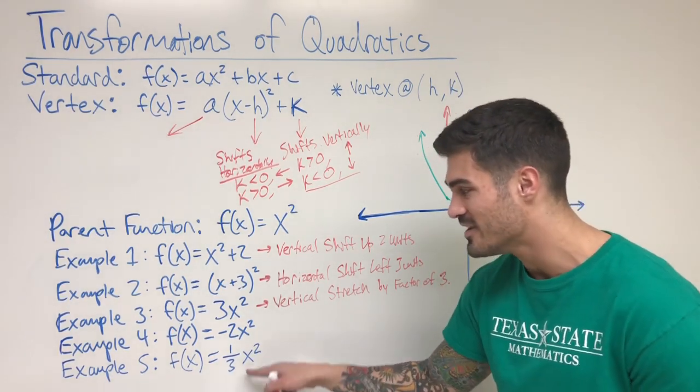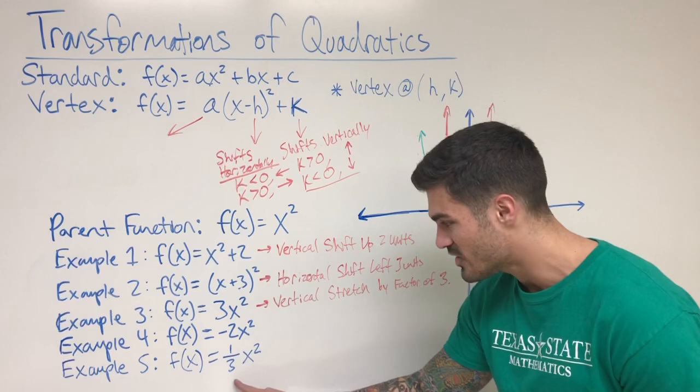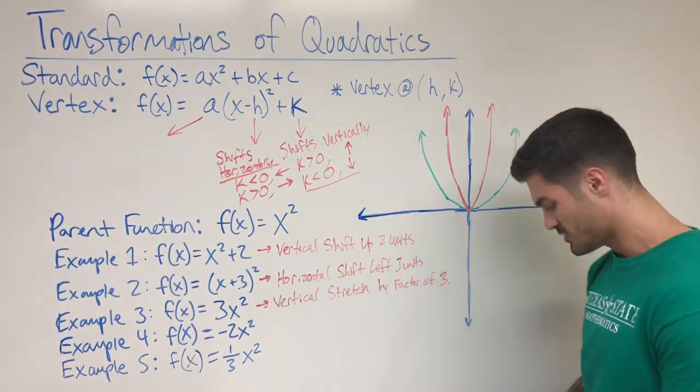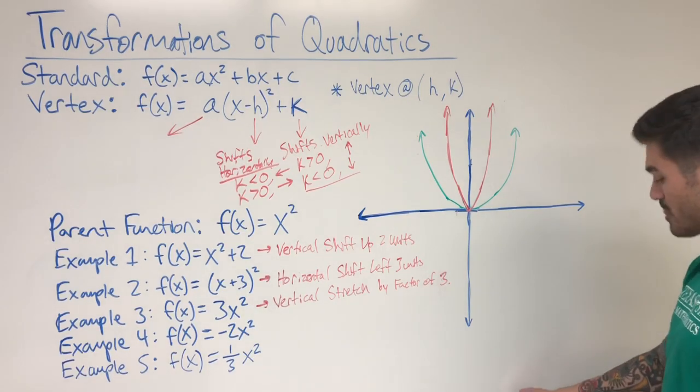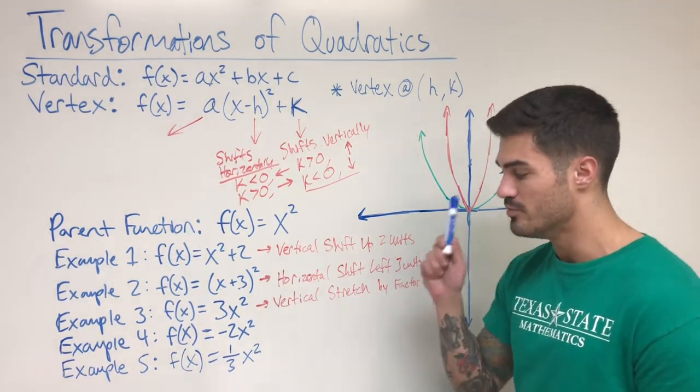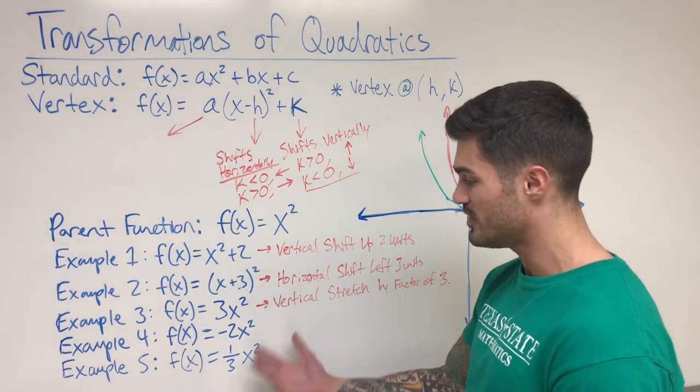We still have an a. In this case, our a is 3. In this case, our a is 1/3. And maybe we'll even graph negative 2x squared, all in the same thing. So I can grab a different color here. The green is my x squared, the red is my 3x squared, the blue will be my 1/3 x squared. So what do you think is gonna happen?